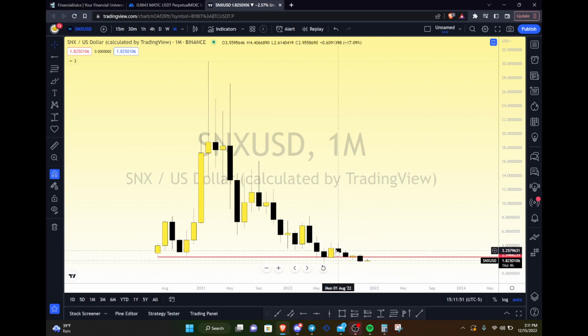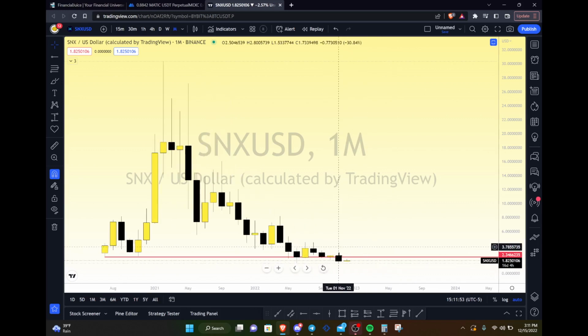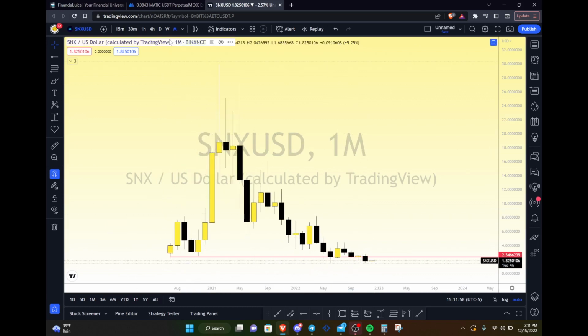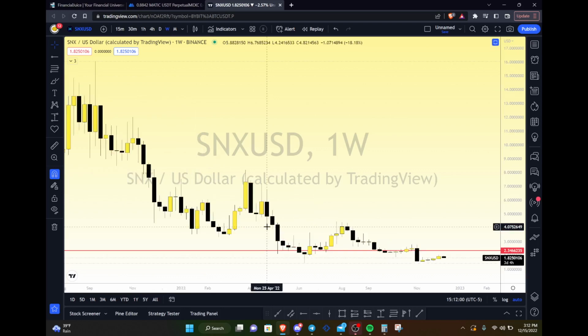So just watch for how this structure here starts to break. The probabilities, though, are to the upside. I am liking what I'm seeing. Now let's go down to the weekly and see what we can actually see from there.